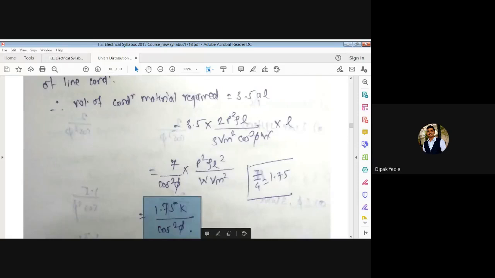So this is the 3-phase 4-wire for underground system.